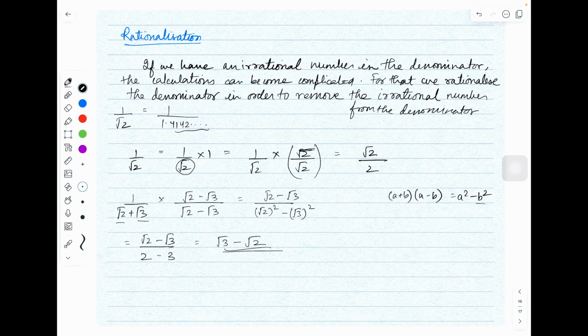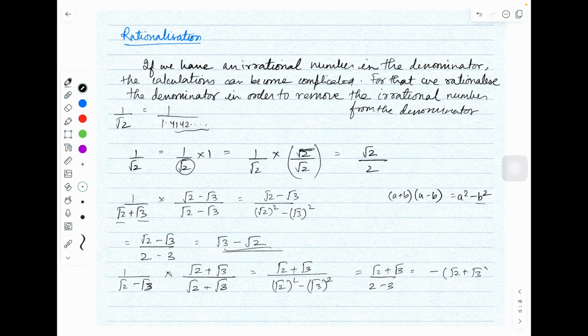Similarly, if it was written root 2 minus root 3, a minus b is there, so you have to multiply with a plus b, that is root 2 plus root 3. Since you have written it at the bottom, the same thing goes at the top also. So the denominator will again become root 2 whole square minus root 3 whole square, and at the top root 2 plus root 3. So this will become 2 minus 3, that is minus 1, and the answer is minus root 2 minus root 3.